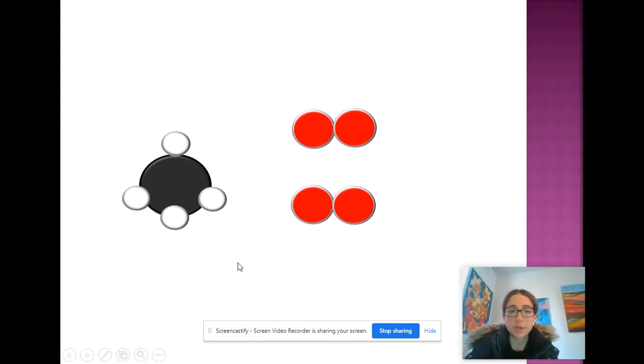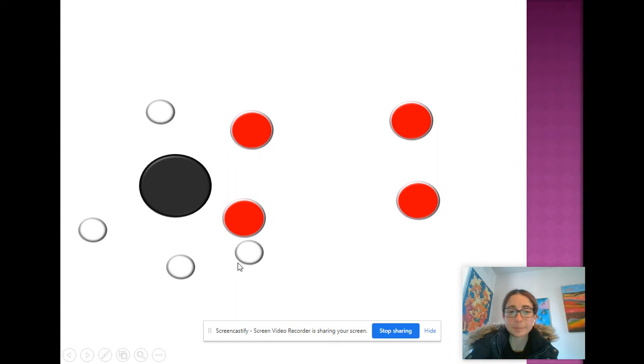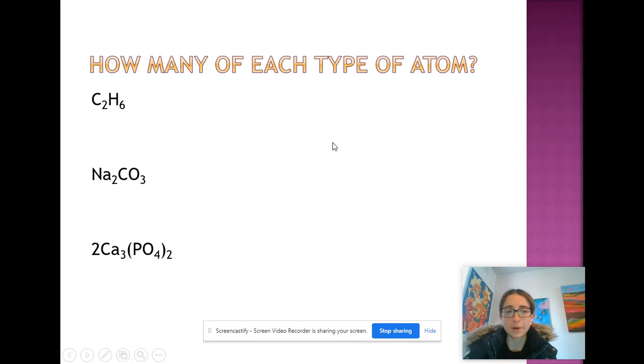So first of all, they break apart, and you can see that all the bonds have been broken. Now they're in individual atoms. That's what they've become. And let's see how they get rearranged.